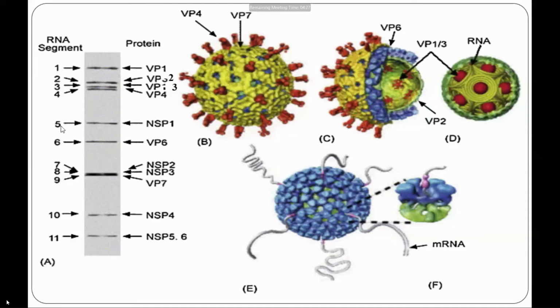Next comes RNA segment number 5, which is coded by a non-structural protein. Then we have RNA segment 6, which is coded by viral protein 6. Segment 7 is coded by non-structural protein 3, and RNA segment 8 is coded by non-structural protein 2. Segment number 9 is coded by VP7, while RNA segment 10 is coded by non-structural protein 4. RNA segment 11 is coded by non-structural proteins 5 and 6.